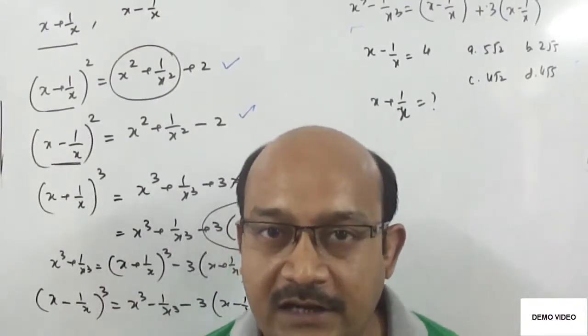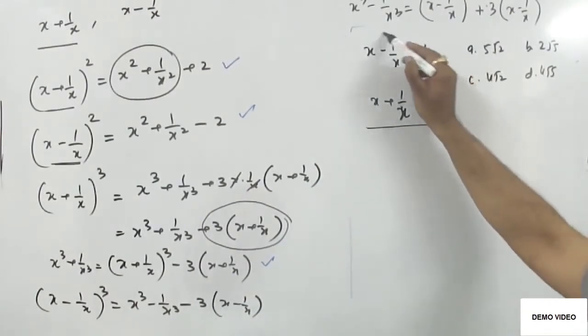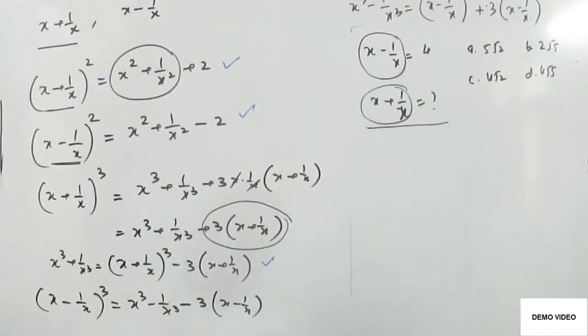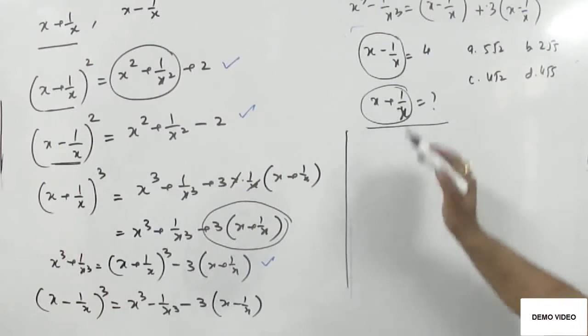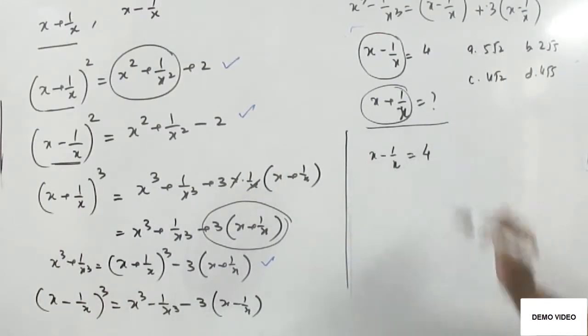If we square both sides, (x minus 1 upon x) whole square, when we open the formula, it is x square plus 1 upon x square minus 2 is equal to 16. Take this to this side. We will have x square plus 1 upon x square is 18. Now we have to calculate the value of x plus 1 upon x.